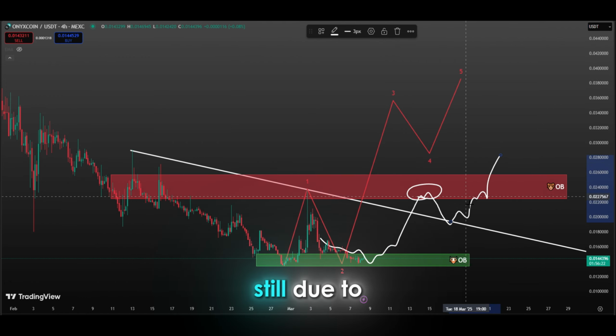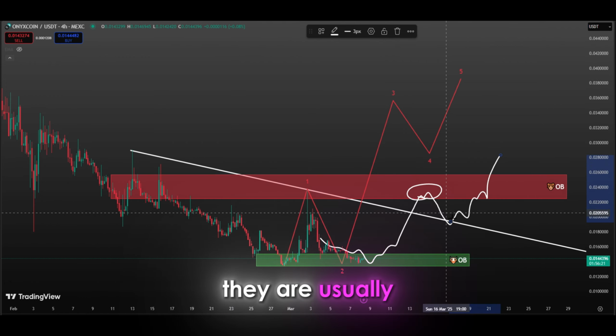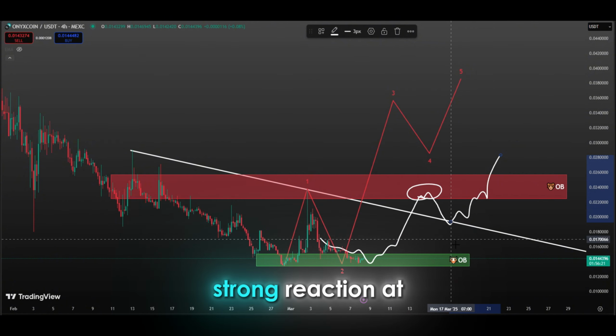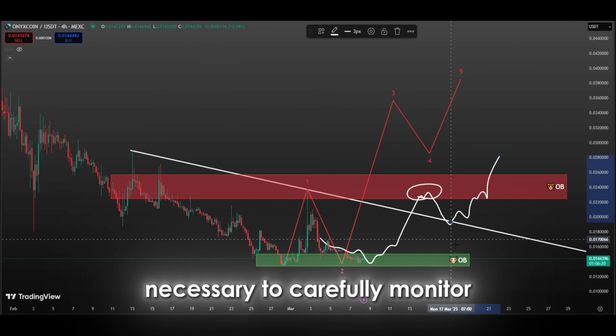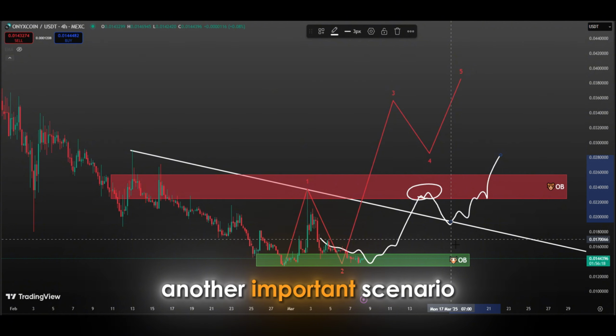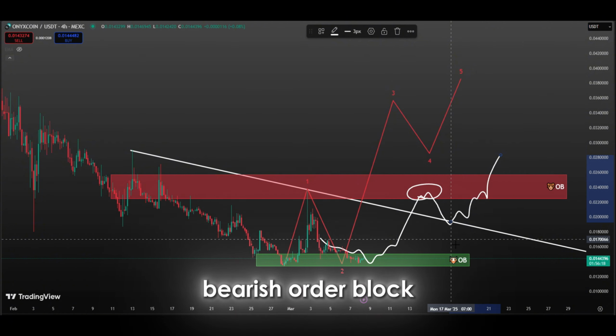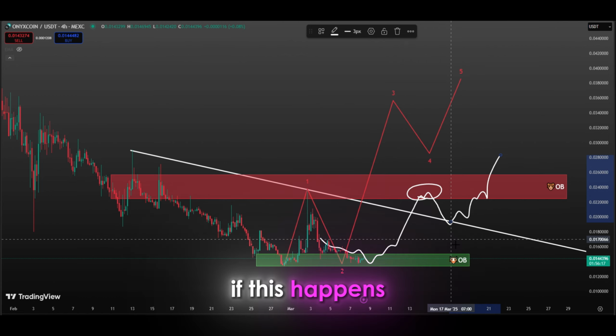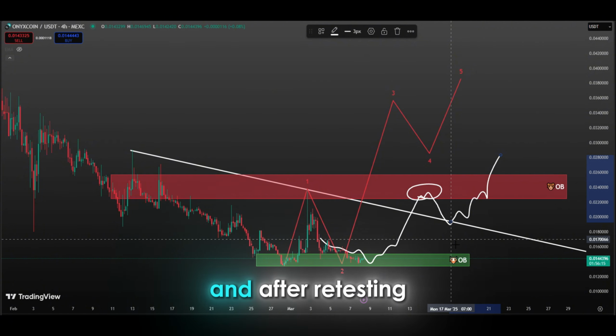Still, due to the nature of order blocks, they are usually more likely to receive a strong reaction at the first contacts. Therefore, it is necessary to carefully monitor how the price will react once it reaches this zone. Another important scenario is that after reaching the bearish order block, the price may sell sharply and fall back downwards. If this happens, the price is more likely to retest the downtrend that it broke first, and after retesting, it is more likely to break the order block a second time.